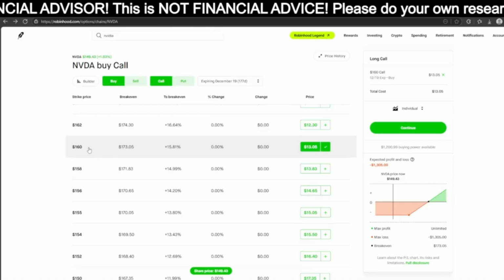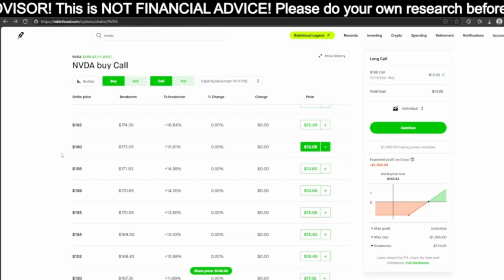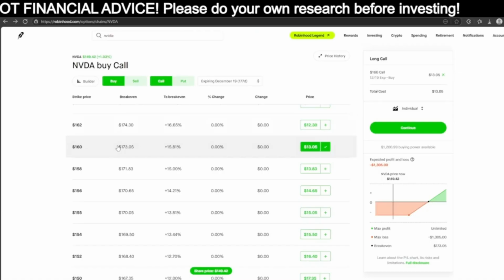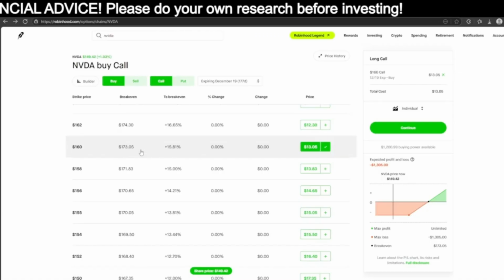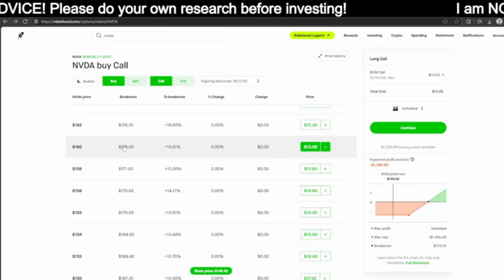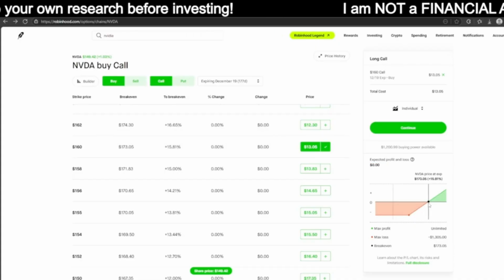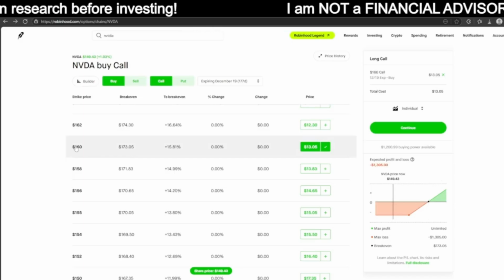And so what you'll notice is that, again, you're saying that NVIDIA is going to go to 160, you're hoping for, but what you'll notice is the break even is 173. So you actually will only break even at $173.05. Now, why is it the case and it's not 160?